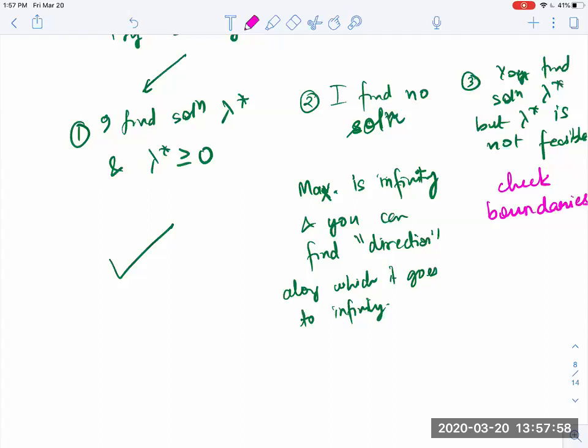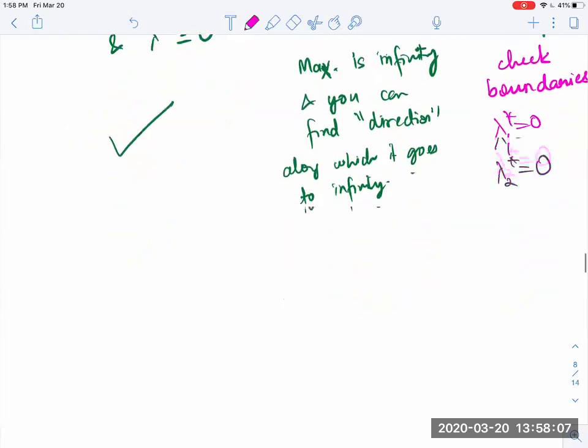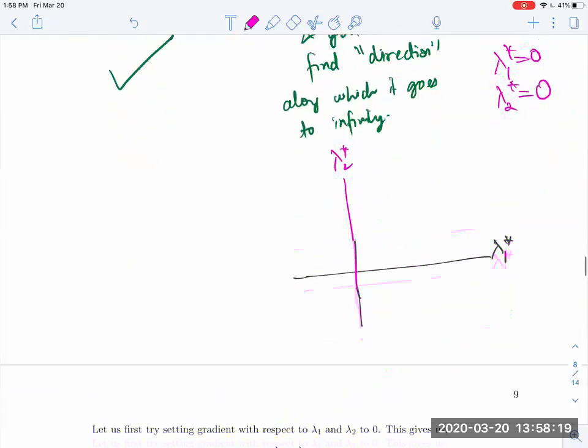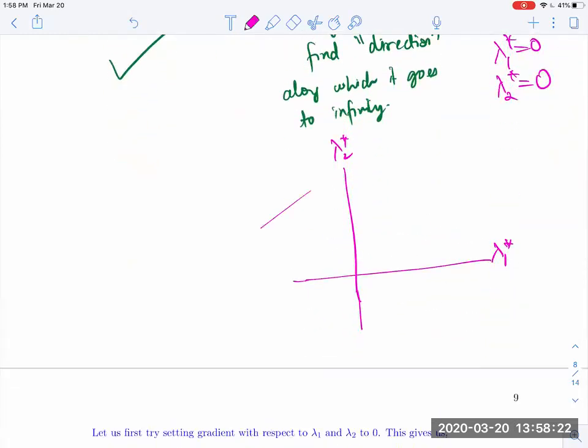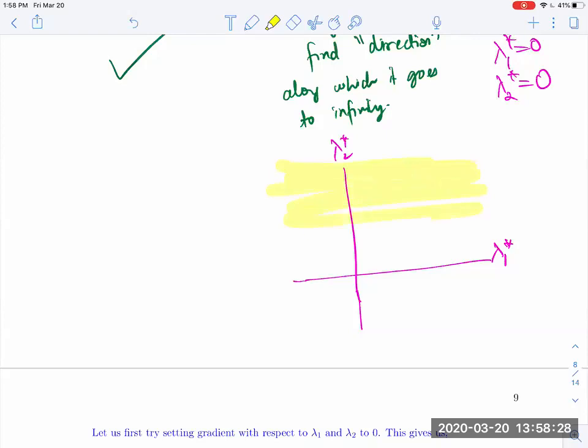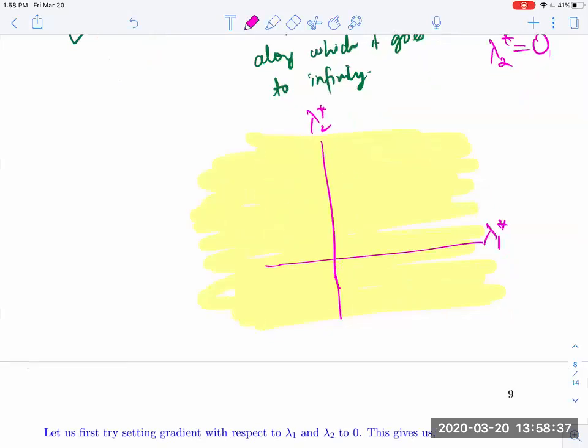And what are the boundaries here? The boundaries here are lambda 1 star is 0 for this particular term, or lambda 2 star is 0. Correct? So in general, I'm going to draw the two-dimensional case for this. This is your entire two-dimensional plane. Let's say this is lambda 1 star, this is lambda 2 star. In the first case, you will try to find your maximum in this entire region. Let's say your maximum point was somewhere here, and you know this is not feasible.